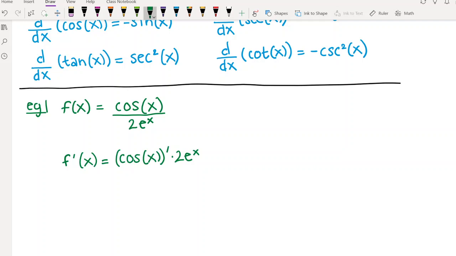So for the quotient rule, we take the derivative of the numerator and multiply it by the denominator. Then from that, we subtract the derivative of the denominator times the numerator. And then we divide that by the denominator squared.